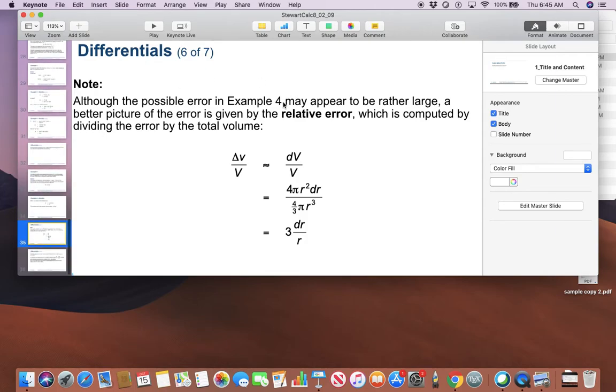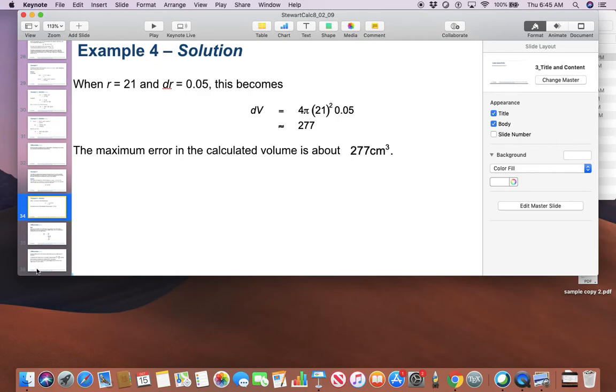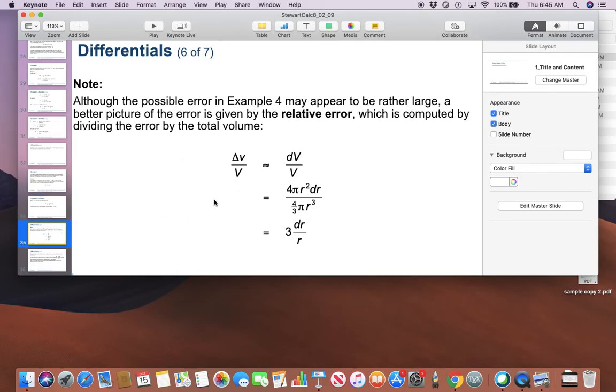Notice the possible error. Possible error, actual error is delta V. So the possible error may appear to be rather large. Okay, so 277 looks very large. Well, you need to understand in comparison to what, right? 277 may be very large in comparison to, I don't know, 500. That's a big error to talk about. But if it is in comparison to 5 million or something, then it's a small error. So that's why you need to understand relative error.